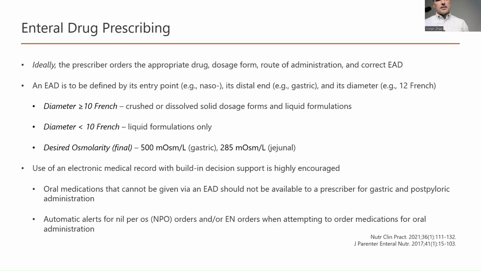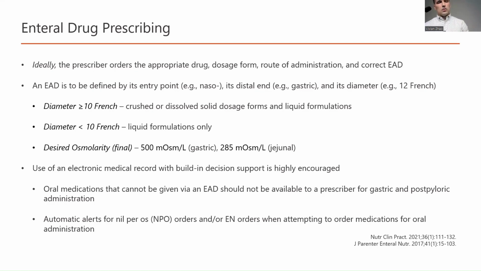An enteral access device is to be defined by its entry point and its distal end. For example, nasogastric, and its diameter. If you have a feeding tube less than 10 French, they're really prone to clogging, so you should only be using liquid formulations. If it's 10 French or greater, you can use crushed or dissolved solid dosage forms as well as liquid formulations.